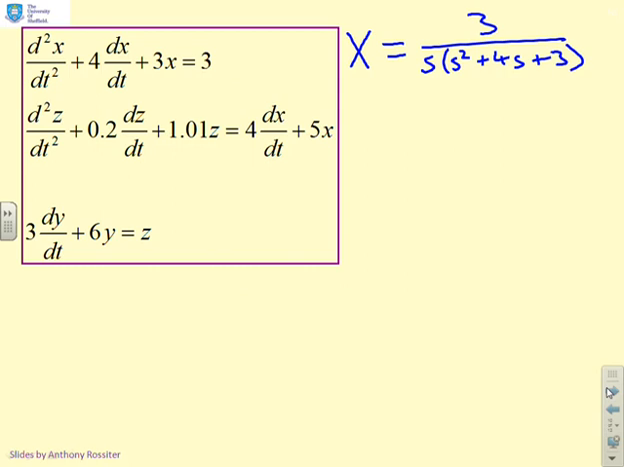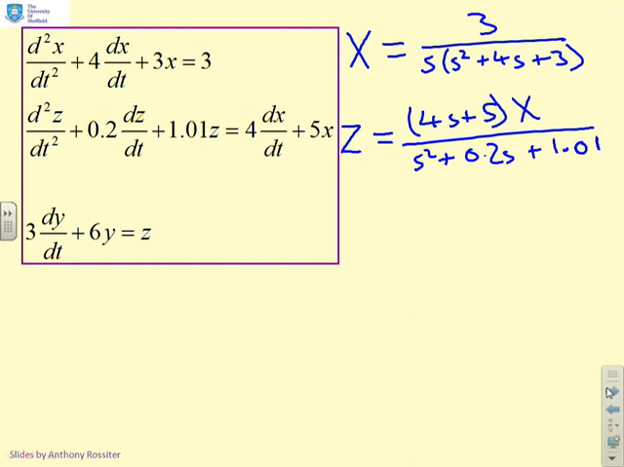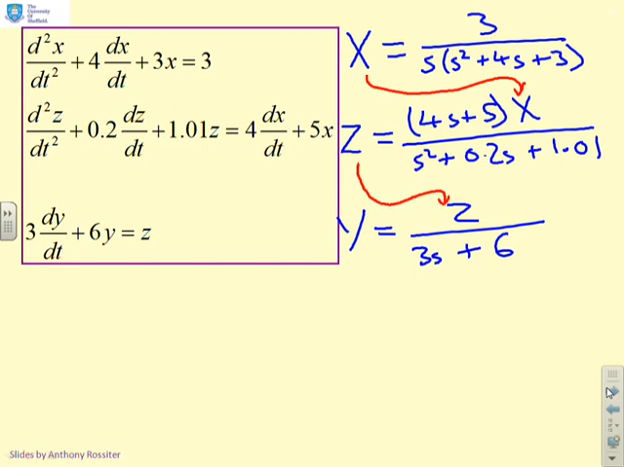What about this z term then? Well, with z, you'll notice on the top I've got 4s plus 5 into x, and then the differential on the bottom I've got s squared plus 0.2s plus 1.01, and then finally for y I've got z over 3s plus 6. Now you remember what we've just said. I can take the x from here and put it in here. I can take the z from here and put it in here.